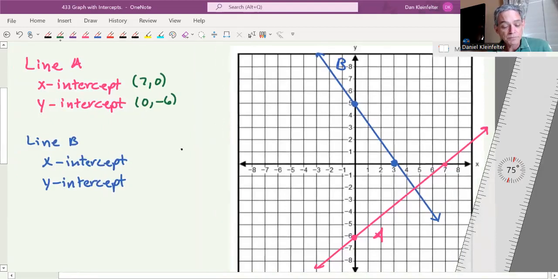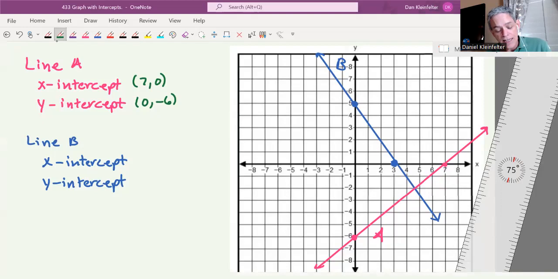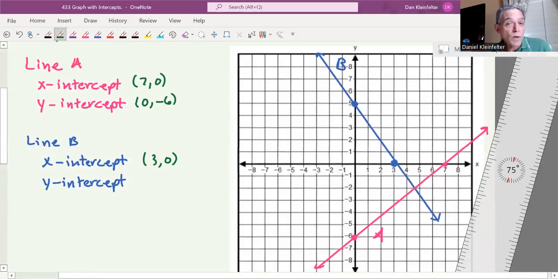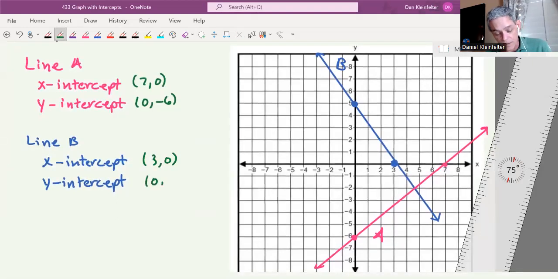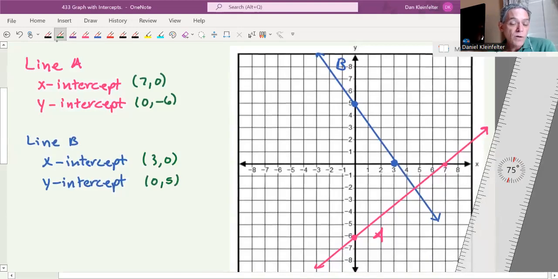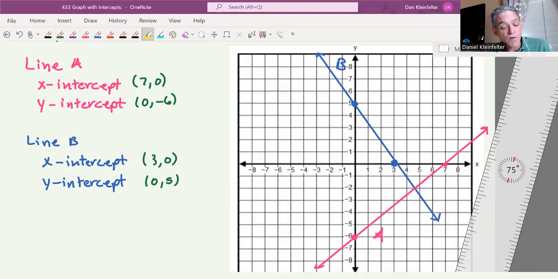For line B, we would like to get its two intercepts. The x-intercept, where it intercepts the x-axis, is the point 3, 0. Where it intercepts the y-axis is going to be at the point 0, 5. So intercepts are the points where the graph crosses or intercepts one of the coordinate axes. For the x-intercept, you'll notice that the y is 0. Notice on both of these, for the x-intercept, the y-coordinate is 0. And for the y-intercept, the x-coordinate is 0.